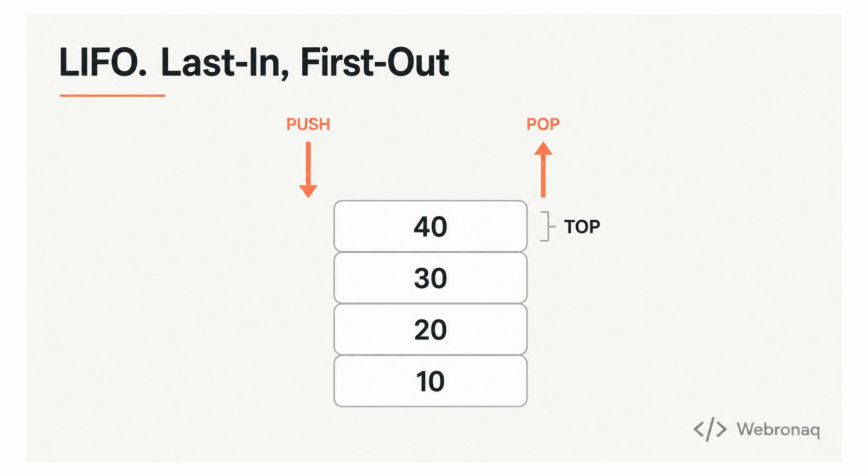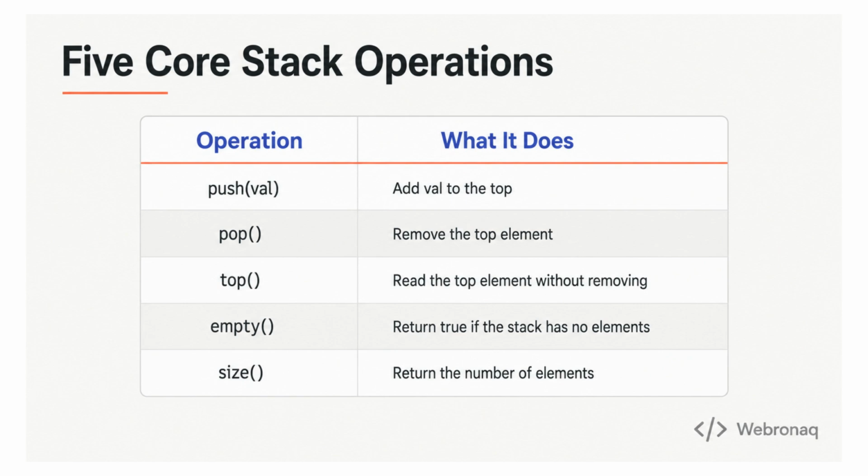Next, let us look at the 5 operations that let you work with a stack. Every stack, no matter how it is implemented, exposes 5 fundamental operations. Push adds a new value to the top of the stack. Pop removes the element currently at the top. Top, sometimes called peek, lets you read the top element without removing it. Empty tells you whether the stack has no elements at all, returning true if it is empty. And size returns the total count of elements currently stored.